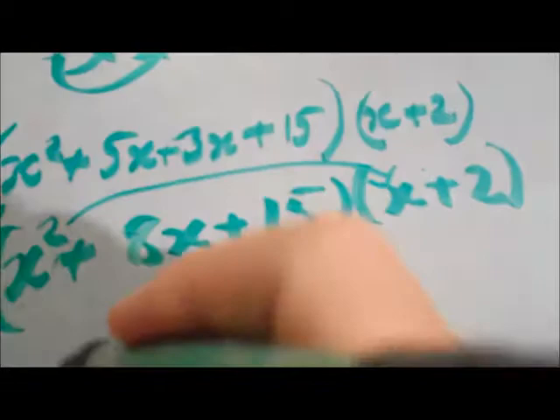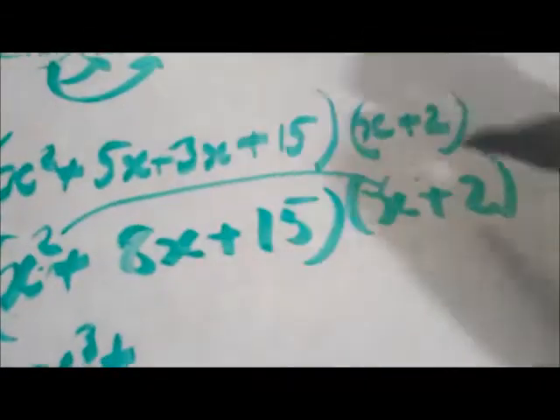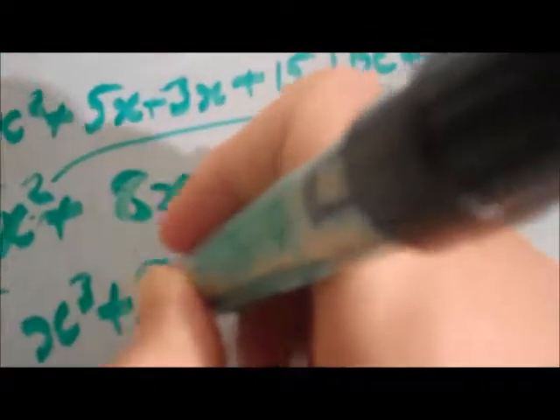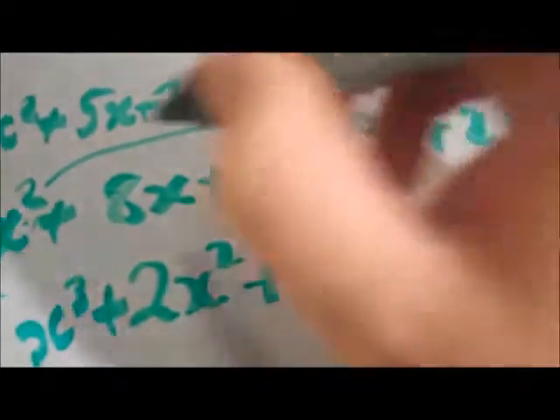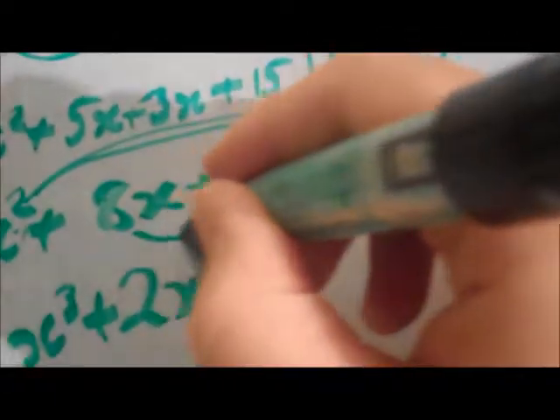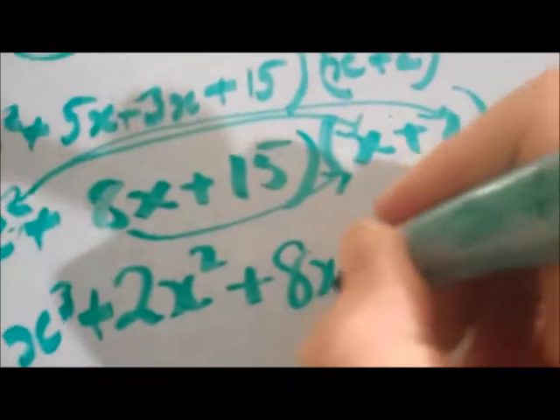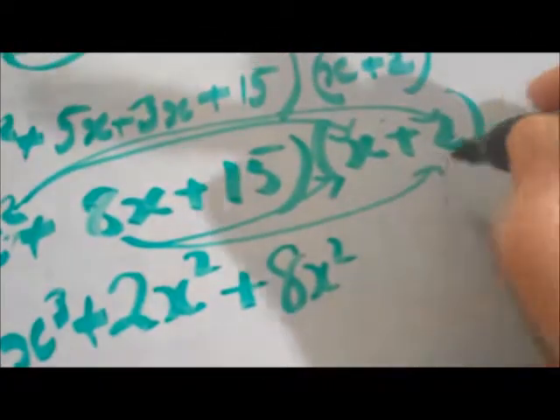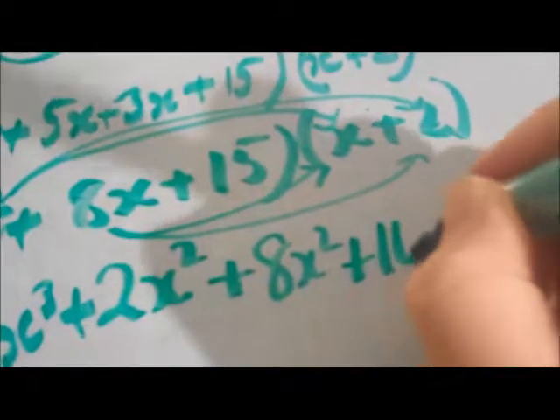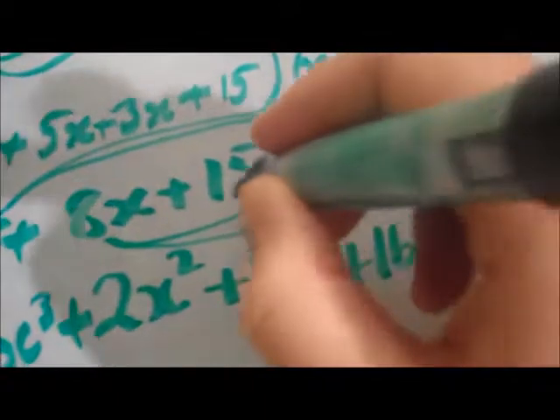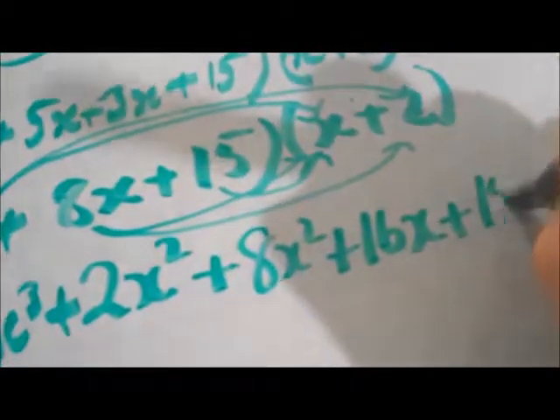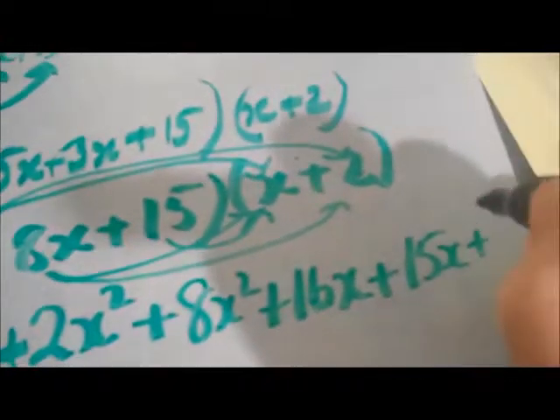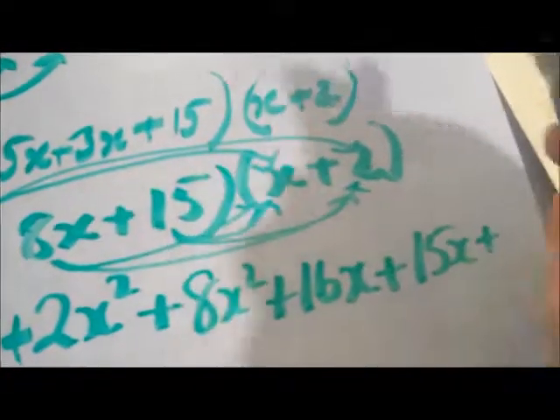So let's have a look what happens now. I've got to multiply every term in this first bracket by every term in this second bracket. So x squared times x gives me my x cubed function, plus x squared times 2 is 2x squared, plus 8x times x, which is 8x squared, plus 8x times 2, which is 16x, plus 15 times x, which is 15x, plus 15 times 2, which is 30.